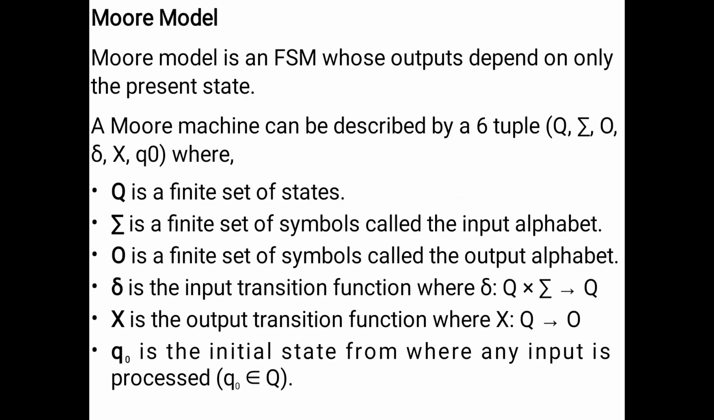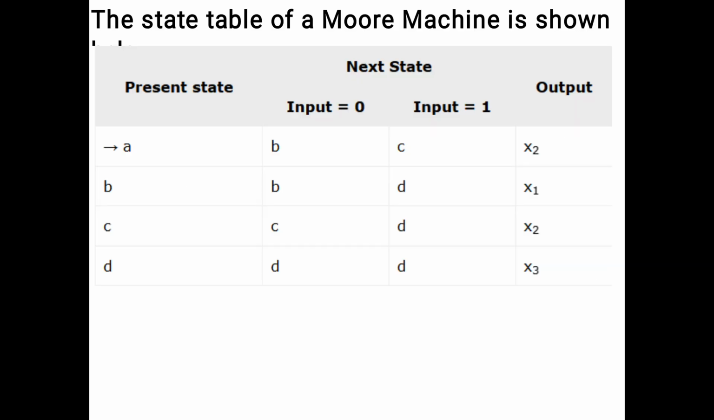Moore model. Moore model is a finite state machine whose outputs depend on only the present state. It can be described by the 6 tuple Q, epsilon, O, eta, X and q naught, where Q is the finite set of states, epsilon is the finite set of symbols called input alphabet, O is the finite set of symbols called output alphabet, eta is the input transition function, X is the output transition function, and q naught is the initial state from where any input is being processed.